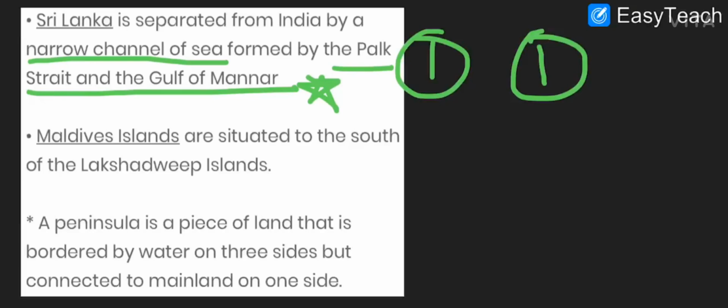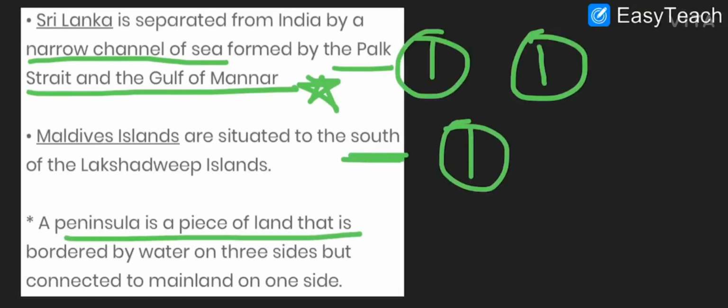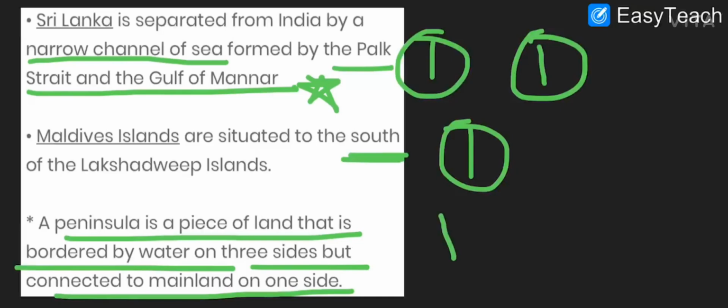Again, the Maldives Islands are situated to the north of the Lakshadweep Islands. Sorry, to the south of the Lakshadweep Islands. Again, one mark question. Peninsula is a piece of land that is bordered by water on three sides but connected to the mainland on one side. Three sides there is water, one side there is land. So that region is called a peninsula. Right? It's a very short question. This peninsula is a very short question that may come in your exams.